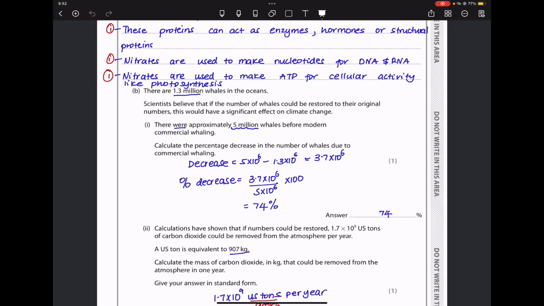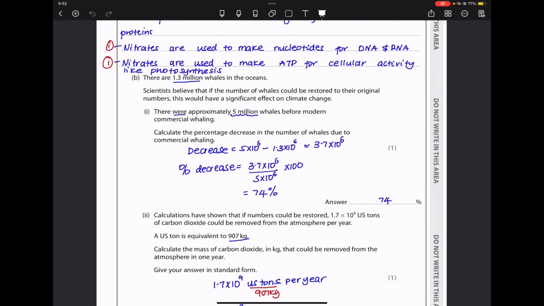So the decrease is going to be 5 times 10 power 6, which is 5 million, minus what we have, 1.3 times 10 power 6, that's 1.3 million. This gives us 3.7 million. So the percentage decrease is going to be the decrease divided by the original times 100, which gives us 74%.